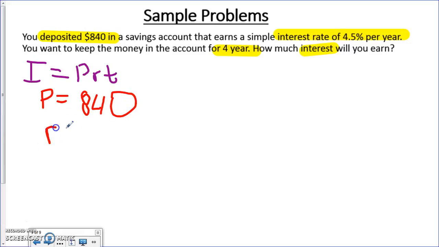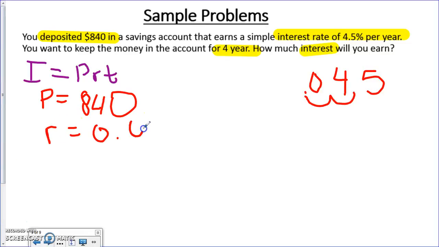Your interest rate, remember, we have to turn 4.5% into a decimal, so move the decimal point over 2 decimal places. So 0.045. And how many years? T is equal to 4. So I want you guys to finish this problem off. Okay? So substitute 840, 0.045, and 4 for PRT, and tell me how much interest will I earn if you did all of this. And that's the question I want you guys to come in tomorrow ready to answer.